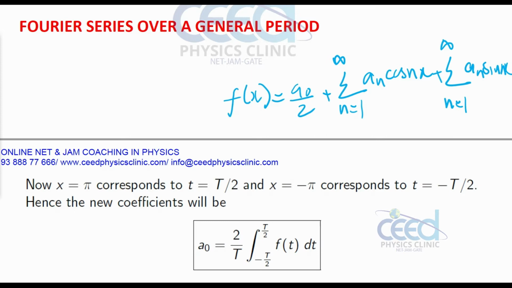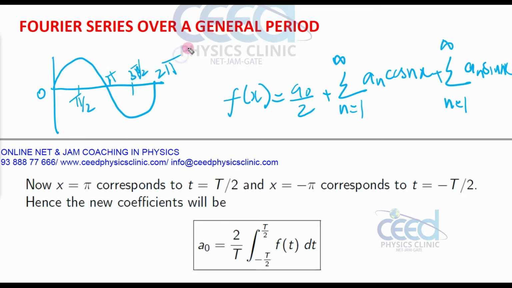This we can represent over a time period also. So x is equal to pi. Suppose you are considering a sine function. Here it is 0, here pi by 2, here pi, here 3 pi by 2, here 2 pi. So this 2 pi corresponds to a time period, right? So this pi corresponds to T by 2. So x is equal to pi corresponds to t is equal to T by 2. So the same Fourier series expansion I can represent over a period also.